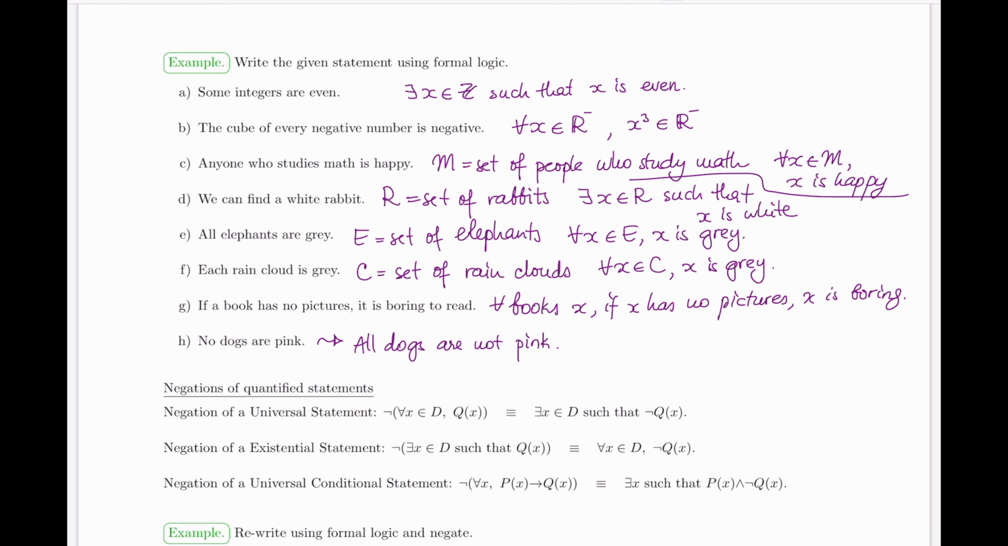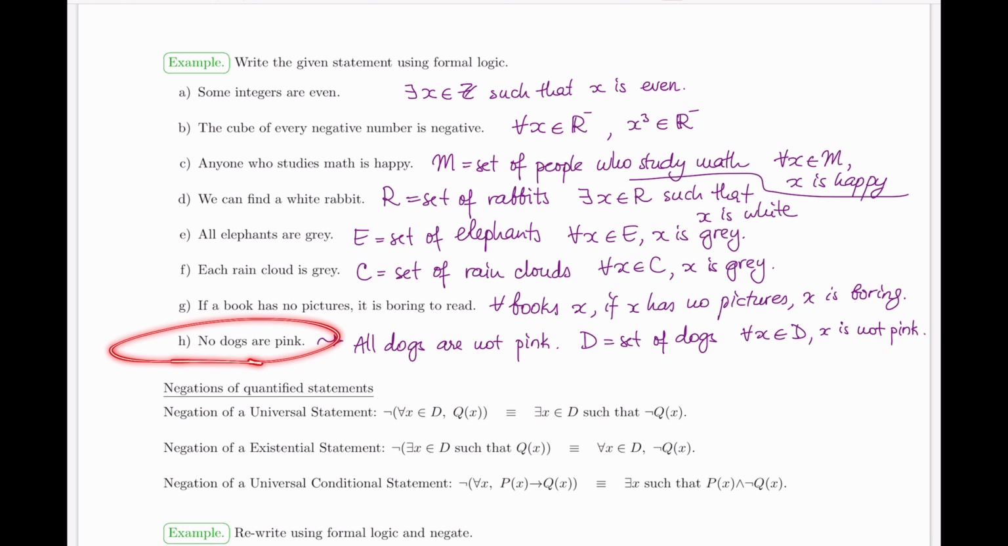And now I have myself a universal statement. All dogs are not pink. So if I can define D to be the set of dogs, I can then rewrite this as for all X in the dog set, X is not pink, unfortunately. And there we go. This, yet again, takes a little bit of practice, so make sure that you go through these types of questions and understand how to translate them from English into symbolic form.